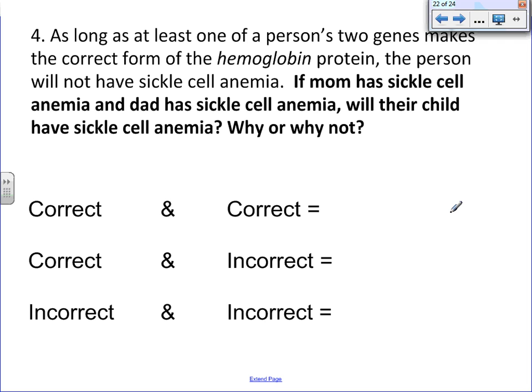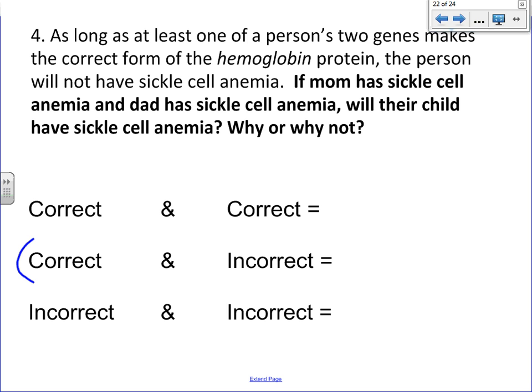You can make the correct form of hemoglobin and the correct form of hemoglobin, so both parents gave you the correct form. You can make the correct form and an incorrect form, so in this case, one parent gave you working hemoglobin, the other parent gave you non-working hemoglobin. Or you could also make the incorrect gene and the incorrect gene, because one parent gave you the incorrect copy and the other parent also gave you the incorrect copy. Those are the only three combinations that possibly exist. All right. The only one that's commonly confused is this option right here.